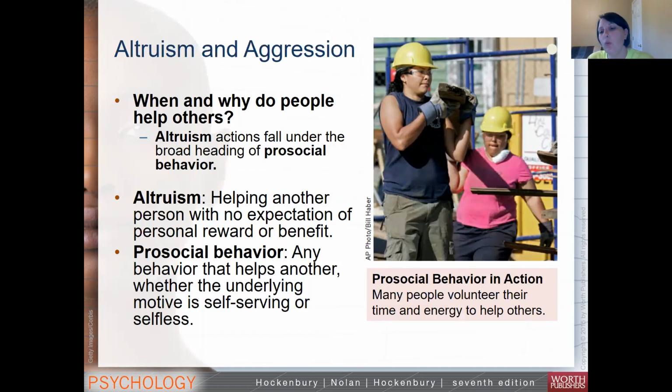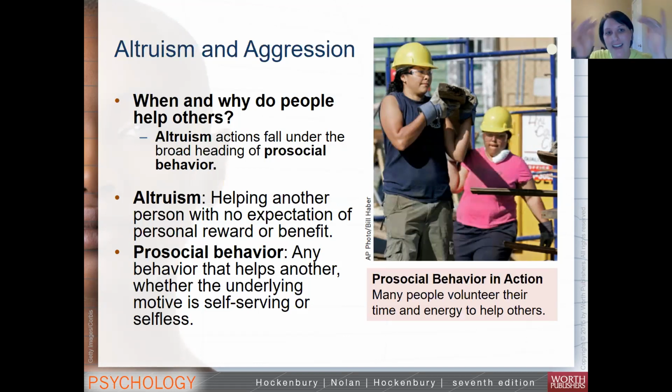If you take social psychology, you learn a lot about why people act aggressively and violently, and also why people act altruistically. I want you to think of pro-social behavior as a big umbrella. Pro-social behavior is any behavior that's helpful to another, whether it's driven by good intentions or not. It doesn't matter. It's simply any behavior that helps another person, another animal, whatever. It's what we refer to as an umbrella term.